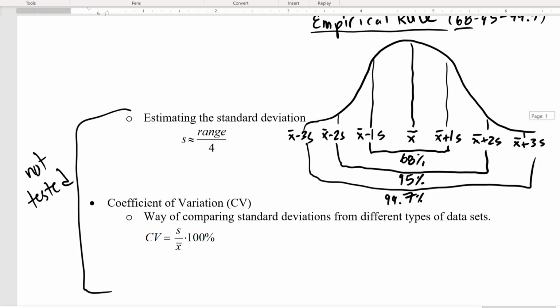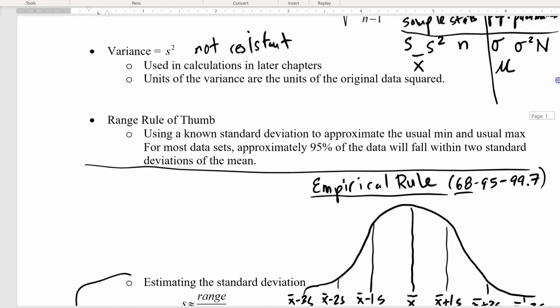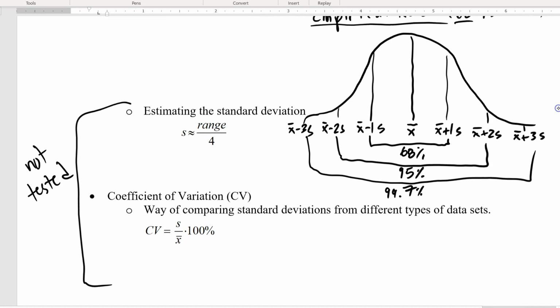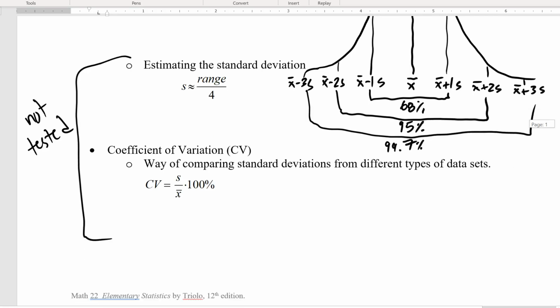But what do you really need to know from this? You need to know the symbols. You need to know if something's resistant. And you need to know the empirical rule. And so I'm going to spend a little more time on the empirical rule because that's what I'm going to quiz on the most, and that's what you're going to have mostly on the test.